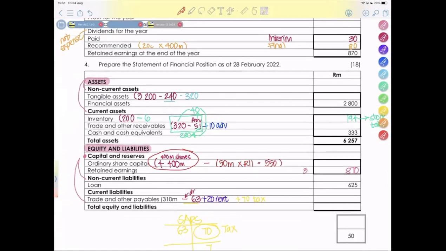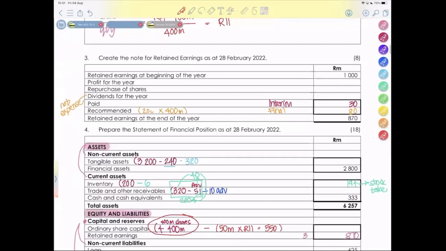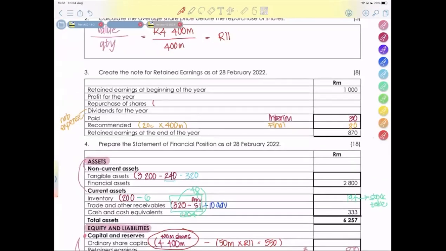550. Now, that 11 rand is not the full 15 rand that you actually paid. The difference of 4 rand would need to come out of retained earnings, and so you would show that here as the repurchase of shares. 50 million shares times the 15 rand that was paid minus the 11 rand that was the average price, which gives you the 4 rand extra that would come out of here. And so the 15 minus 11 is the 4 times the 50 million shares gives you 200 million that would have been paid for that.